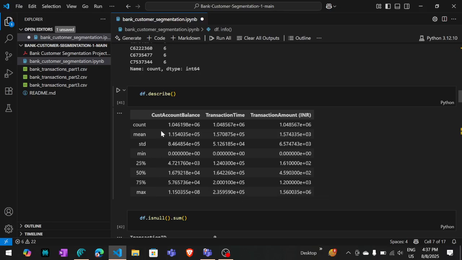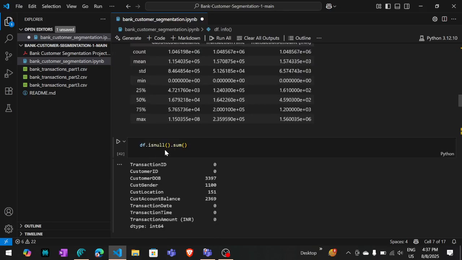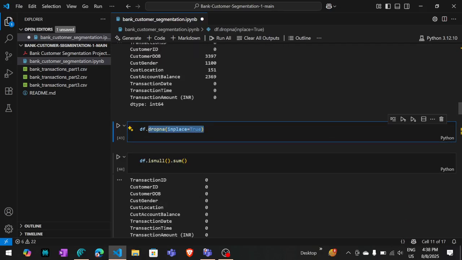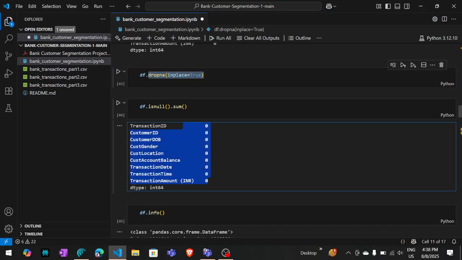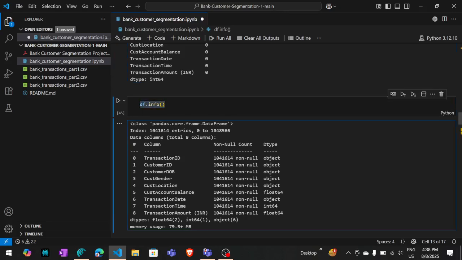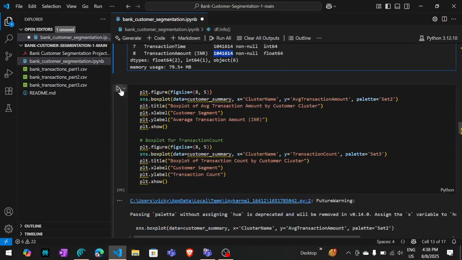I have done df.describe, which gives me statistical measures such as count, mean, standard deviation, minimum, first quartile, second quartile, third quartile, and maximum. Now I did a df.isnull().sum() function to find out any null values, and I can see that there are null values in customer date of birth, customer gender, customer location, and customer account balance. So I remove them through the df.dropna function. Then, doing it again, I can see that there is no null in the whole data set. After that, we can again get the df.info function to see that all the rows are common in all of the columns. That is, the data is now ready for machine learning.